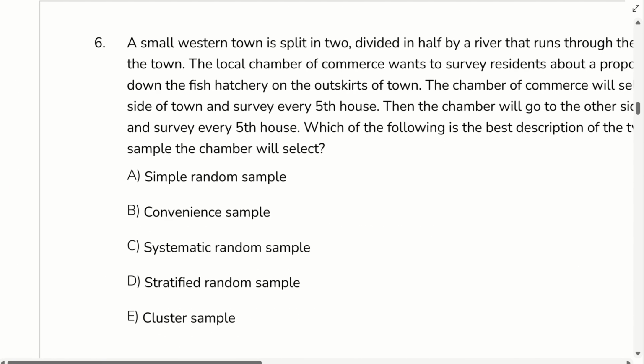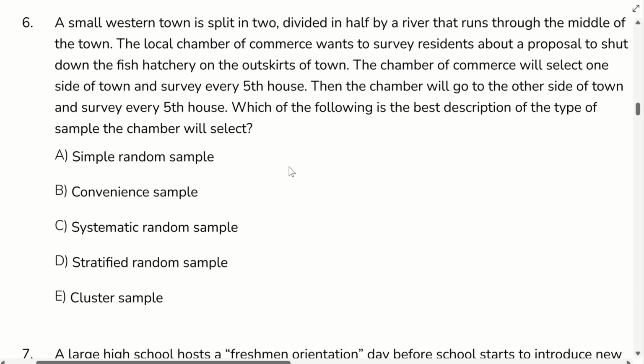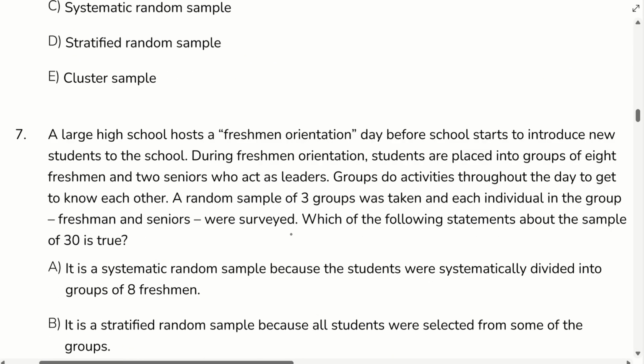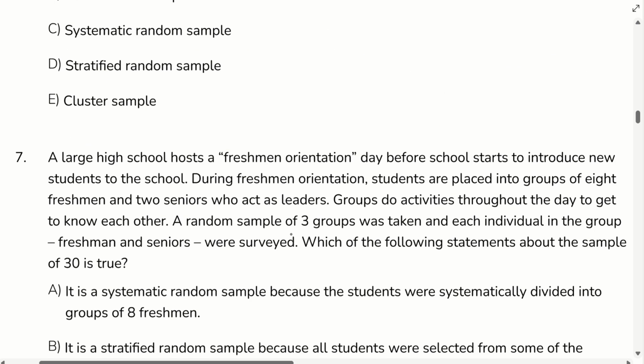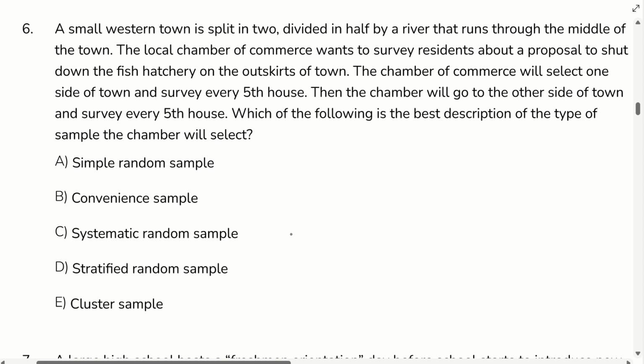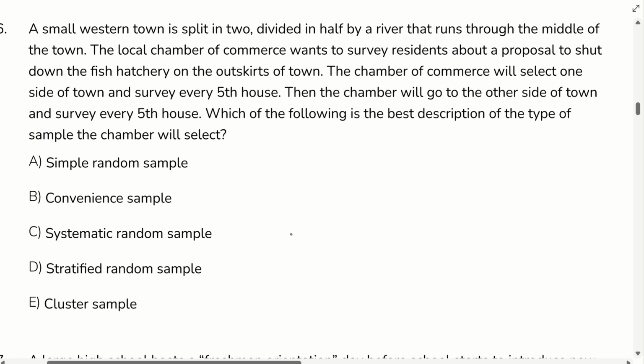All right, so we're at number 6 now. A small western town is split in two, divided in half by a river that runs through the middle of the town. And again, I think you may be able to skip this part of the video unless you want to learn a little bit more. This is not part of the homework that I gave you, but this is a couple extra problems. The local chamber of commerce wants to survey residents about a proposal to shut down the fish hatchery on the outskirts of town.